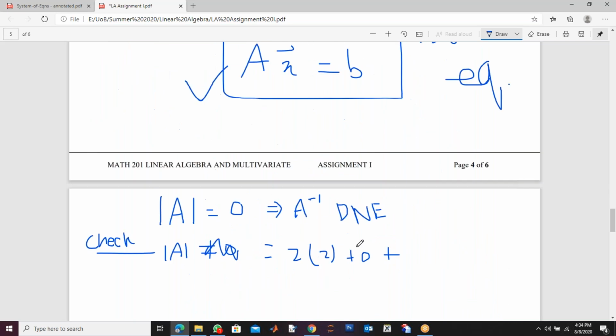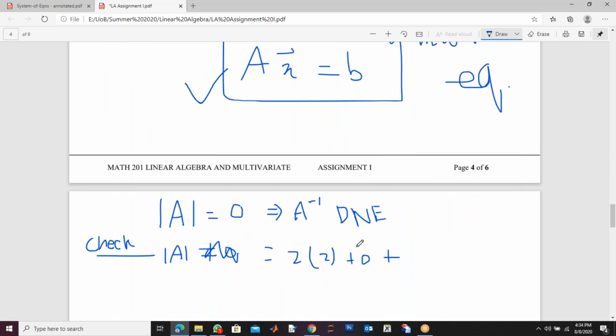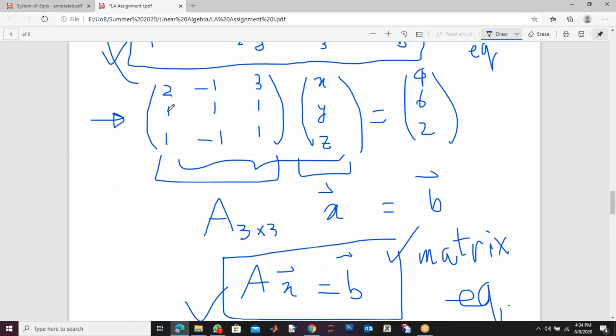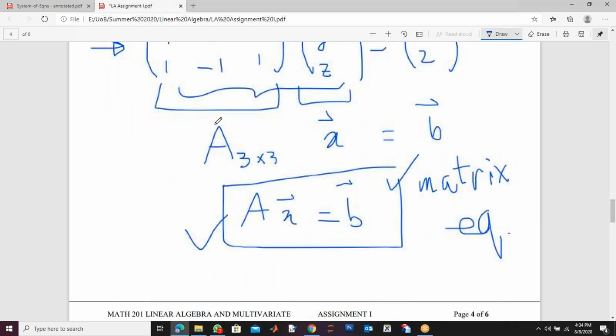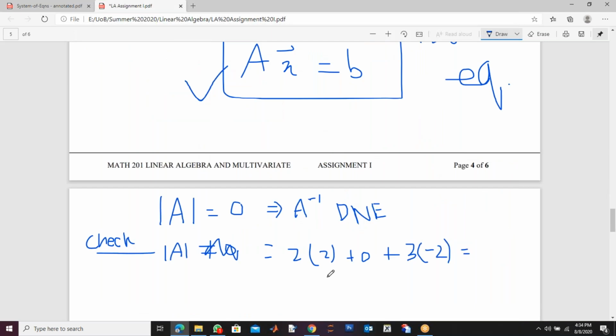Now go to the third one. Third is 3. So if I take this column and this row off, I will get minus 1 minus 1, which is minus 2. So plus 3 into minus 2. So you got 4 minus 6, which is minus 2. So it is not 0, right? It is not equal to 0. It means A inverse exists.